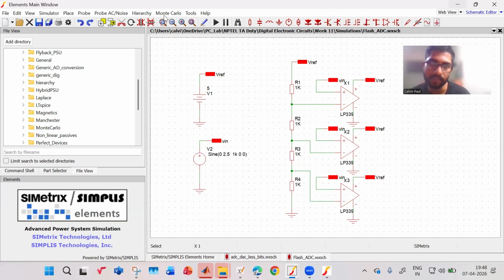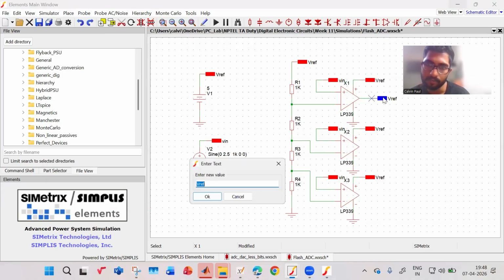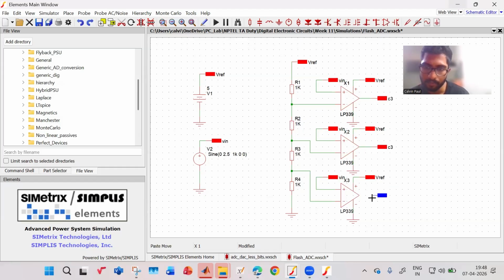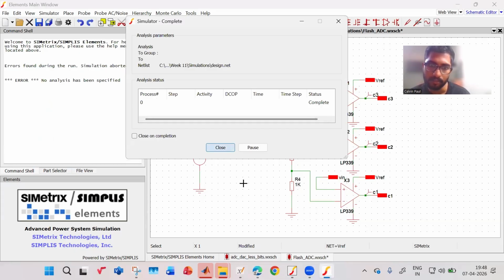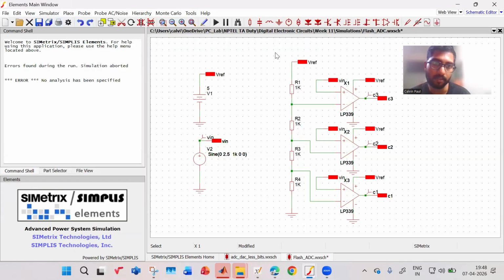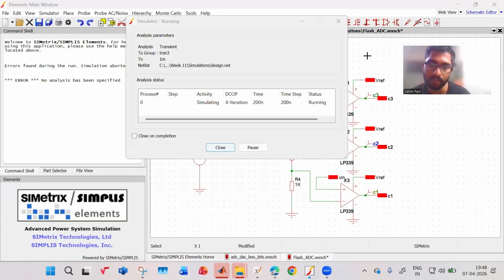This is C3, C2, C1. So I'll rename it now: C3, C1. Okay. Let us just check at this stage whether it is working or not. Okay. This is my V input. Just see whether there's any error. Okay, it didn't run. Okay, no analysis has been specified. Choose analysis transient. Okay, run.